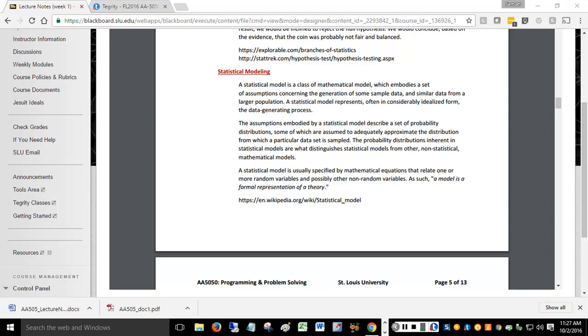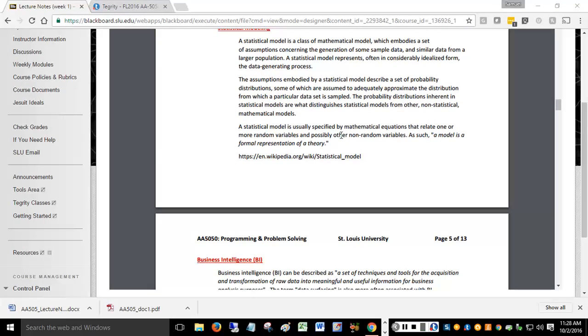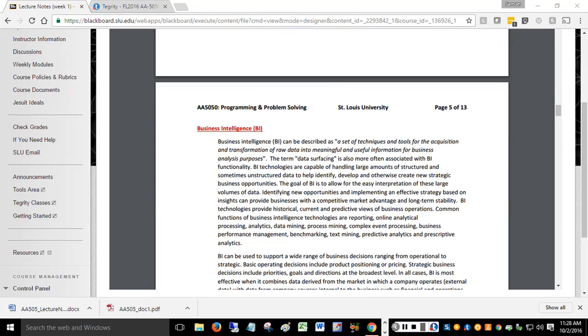So what happens with this is that a statistical model is going to be built to determine prediction. You might use it for prediction and so forth. One thing that's really important is to understand that the model is not reality. It's just a formal representation of a theory, but it's definitely not reality.